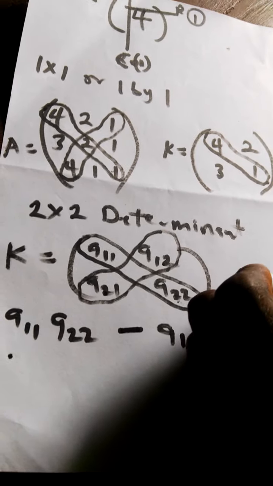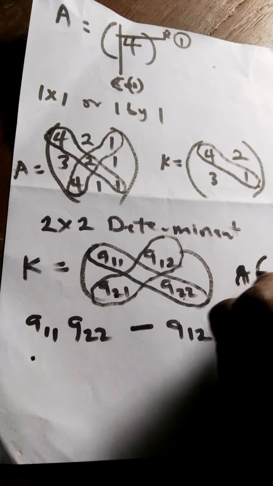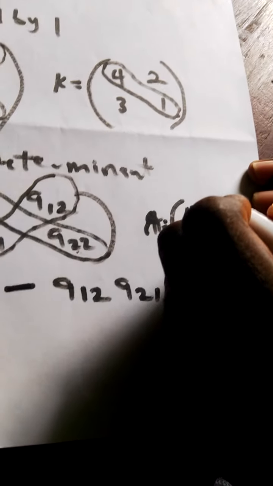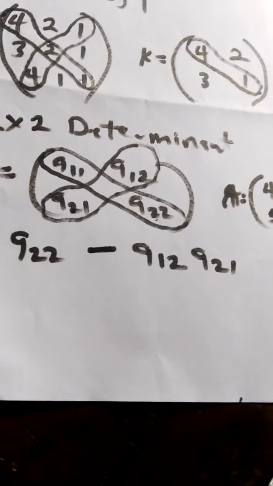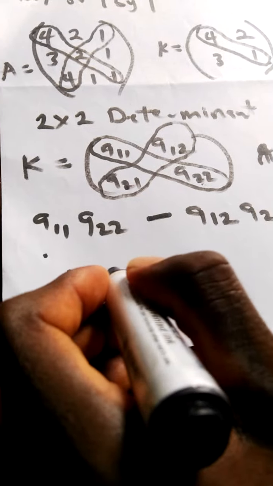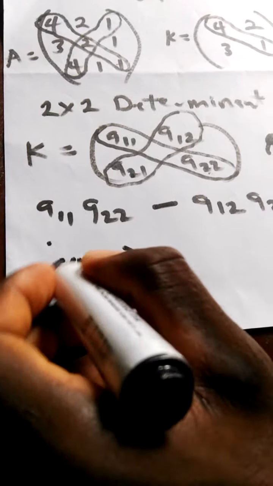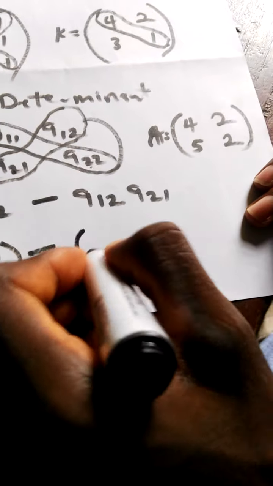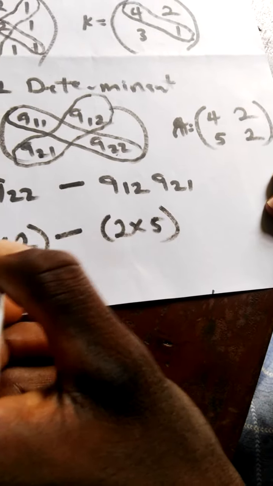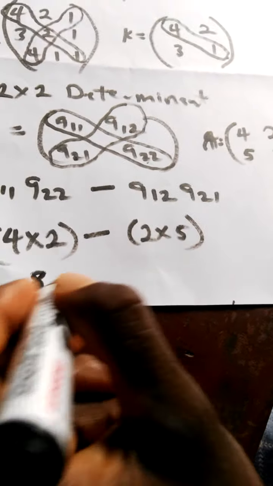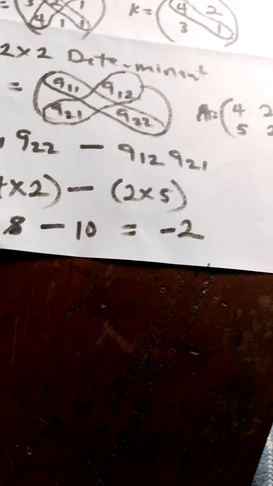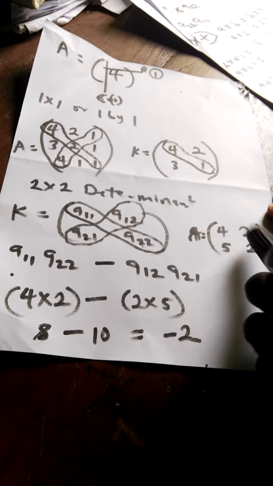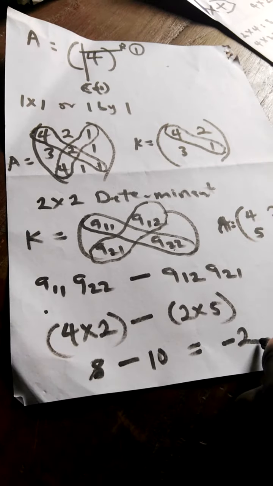Now let's use numbers to look for the determinant of a 2 by 2 matrix. Coming from this formula, we can see that it is 4 times 2 minus 2 times 5. Now 4 times 2 is 8, minus 2 times 5, which is 10. Now that is equal to minus 2. So the determinant of a 2 by 2 matrix of these entries is equal to minus 2. So that's that for that.